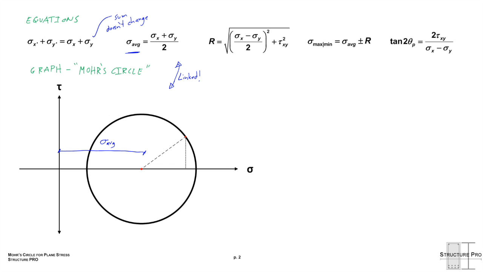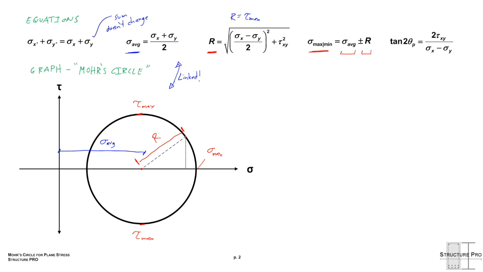So we're going to take a leap of faith here, and we're going to plot the average along the x-axis, or what we're calling the sigma axis. Next, we're going to make the radius of the circle equal to this value R. Okay, so the value R, which equals tau max. And this makes sense because this y-axis, or what we're calling the tau axis, it has maximum and minimum values of R at tau max.